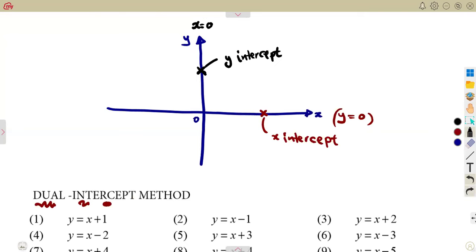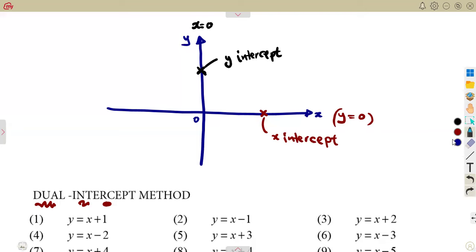So meaning to say we can draw a straight line with these 2 points alone. Having both points, we can just join them. What are we having, guys? A straight line. But the question is, how are we going to obtain these? We just use the concept: in the y-intercept, x must be 0. In the x-intercept, y is 0. That's the dual intercept or double intercept. You are working with the two intercepts, the x-intercept and the y-intercept.